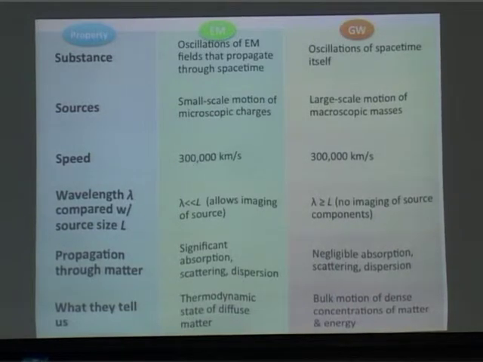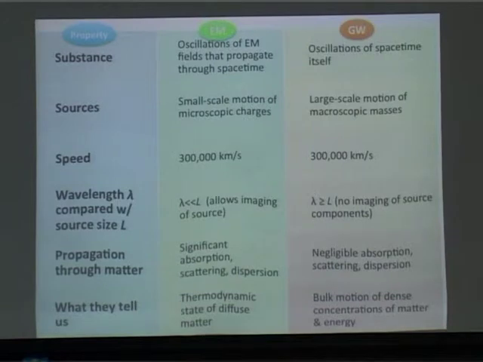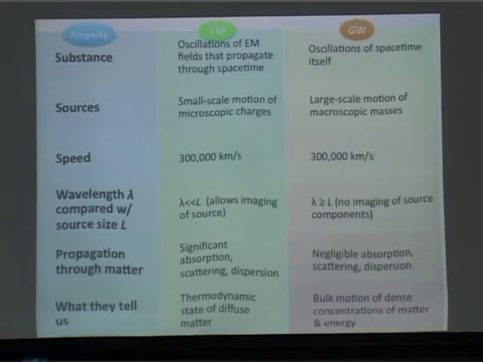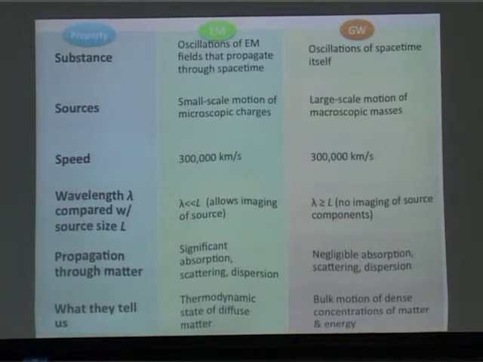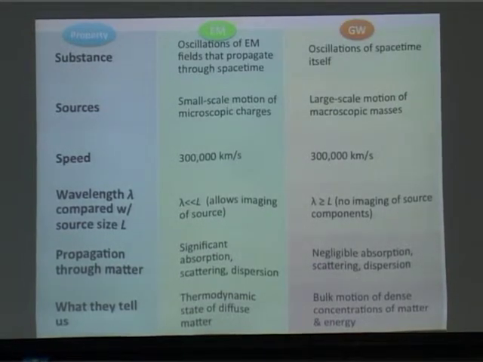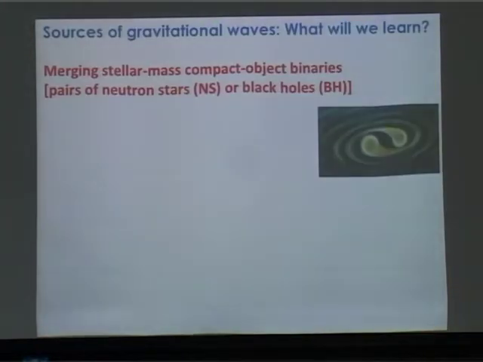So electromagnetic waves are very easily absorbed or scattered or dispersed, whereas gravitational waves essentially have no dispersion or scattering. So this is what really allows gravitational waves to probe very deep inside a very dense and massive object. And ultimately, they tell us about two different states of objects. Electromagnetic waves are telling us about the thermodynamic state of diffuse matter, whereas gravitational waves are telling us about the bulk motion of concentrated quantities of matter and energy.